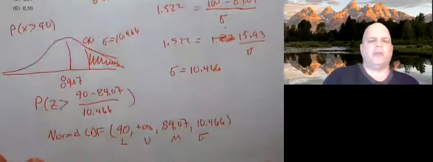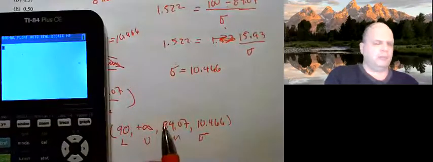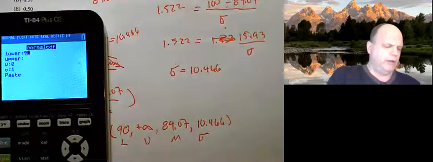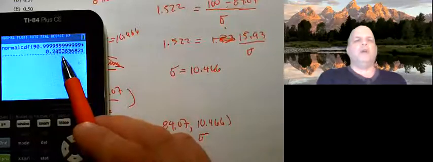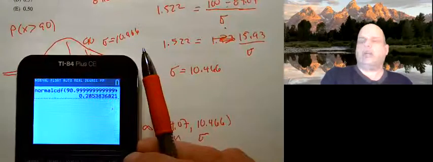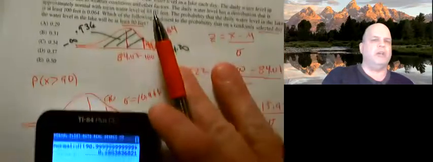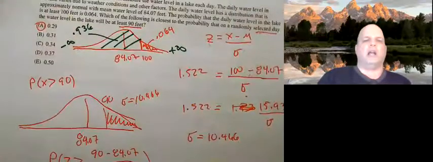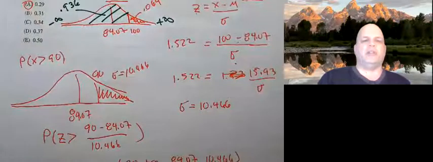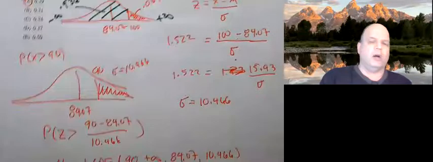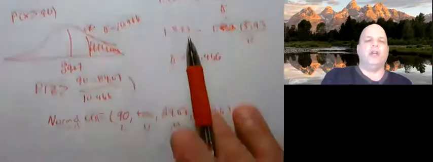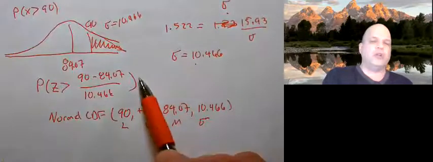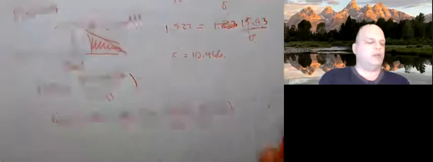So let's plug this into a calculator and see how it works out. Second vars, normal CDF, lower bound 90, upper bound infinity, mean 84.07, standard deviation 10.46, and I end up getting 0.2853. My closest answer to 0.2853 is going to be A, which is 29. And by the way, there's oftentimes a lot of rounding, so you have to be really careful on these because sometimes you won't see your exact answers. Obviously I didn't see my exact answer there. First I solved for my standard deviation. Once I found my standard deviation, I could just do a normal CDF, and there we go. We would need to show this if it were FRQ, but if it's just multiple choice, you can go straight to the normal CDF.